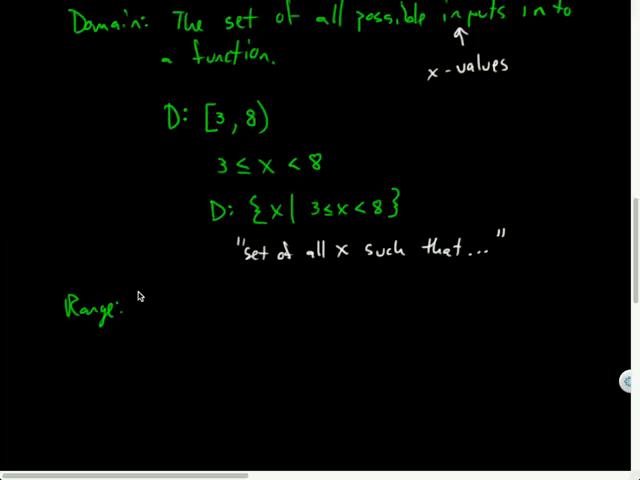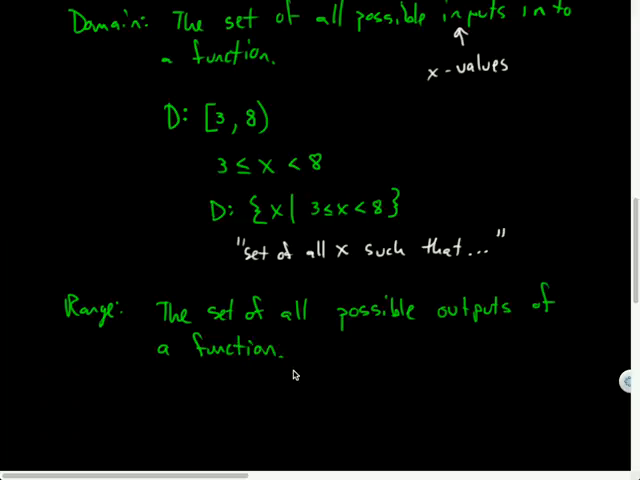is, I don't know if you guys could guess what range would be. It's somewhat complementary to it. Any guesses? It's the set of all possible... No guesses? Outputs. Yeah, that makes sense. Of a function. And those outputs could also be considered y values, right?